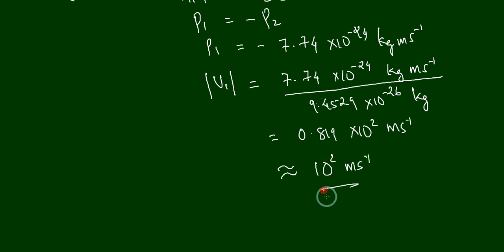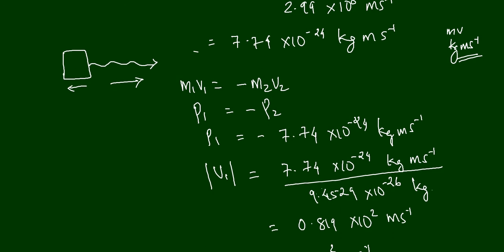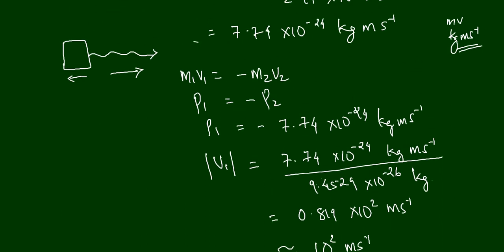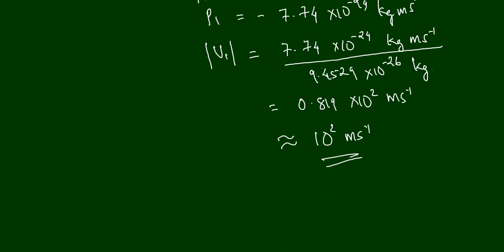So what do you understand from here? From here we can understand that when the photon is being emitted, the source nucleus will have a recoil, and that recoil velocity is 10 raised to 2 meter per second. It's a big velocity, right? 100 meter per second. In 1 second it can move backward about 100 meters. Okay, so the source is moving with a big velocity.